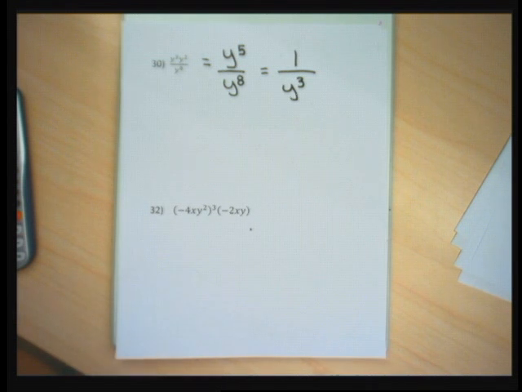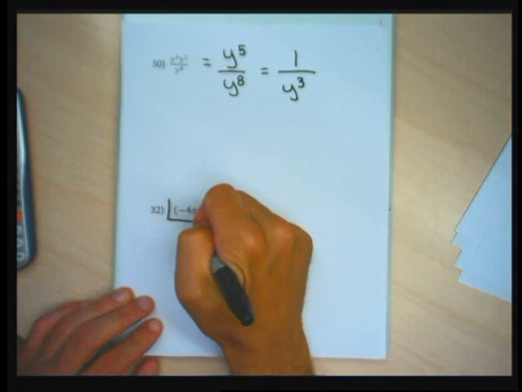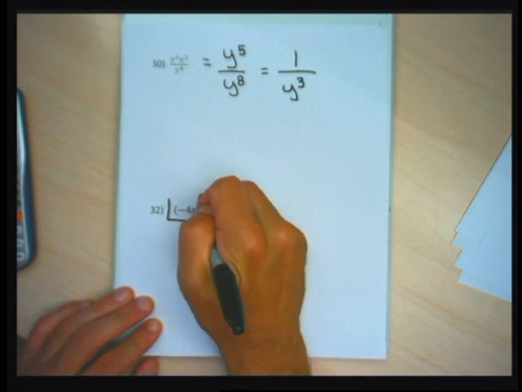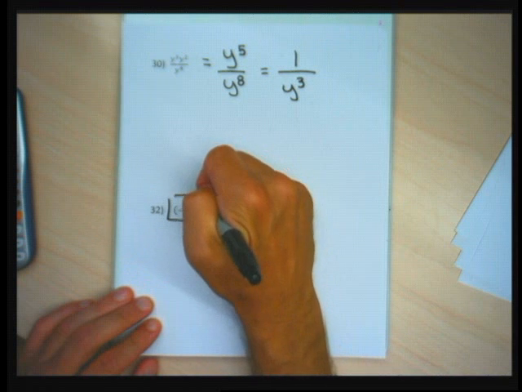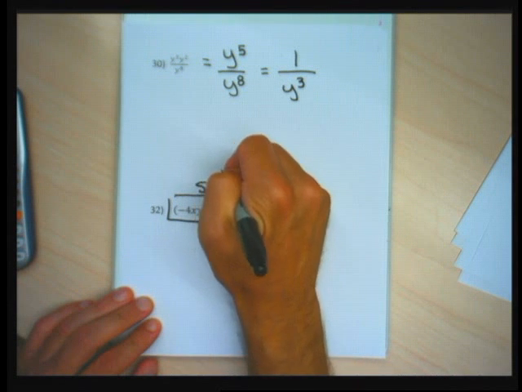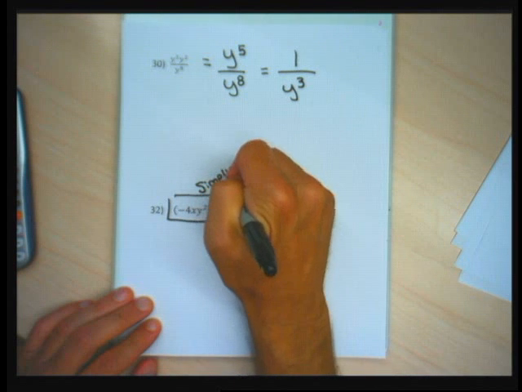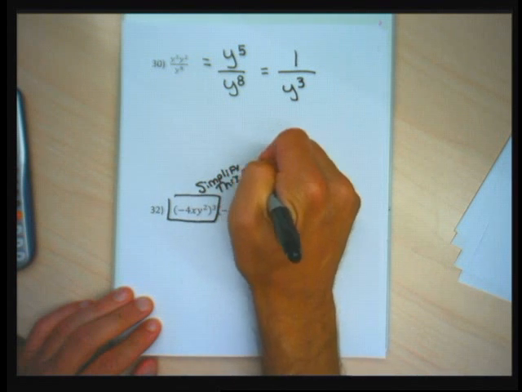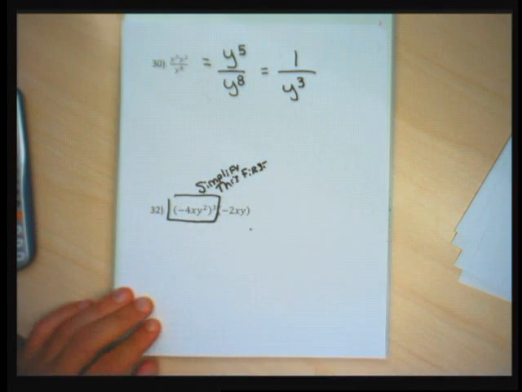32 is the big step up in difficulty. I have to get rid of this first. So the first thing I have to do is get rid of this exponent. So I have to simplify this first because it has an exponent outside of it. And to simplify it, I'm going to do this.